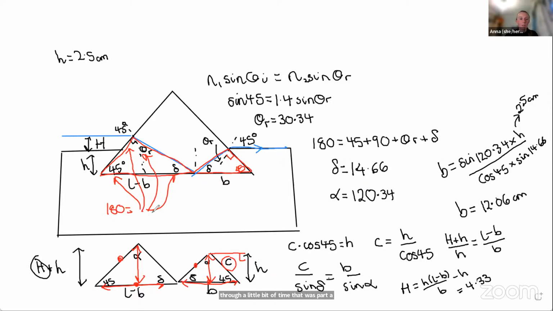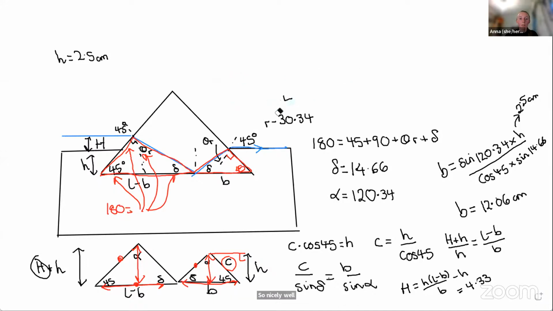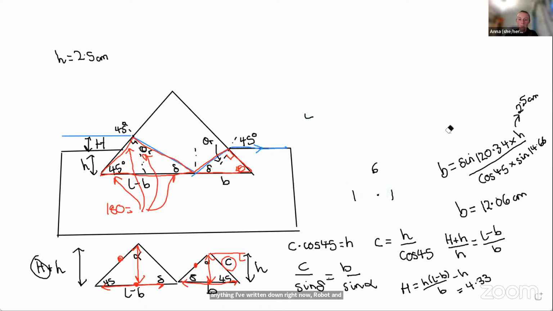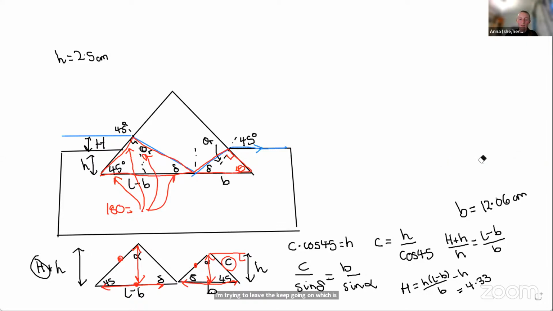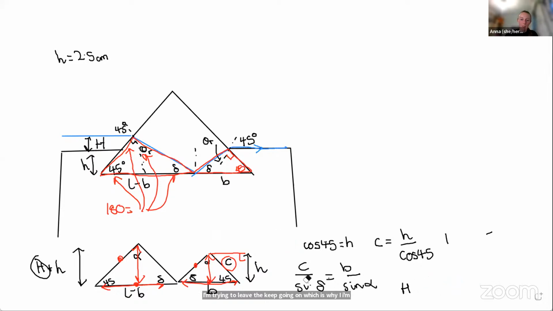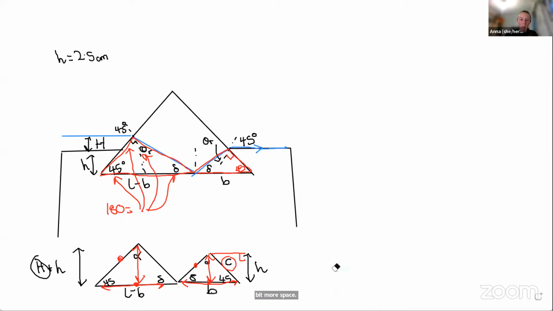I'll now have to erase quite a lot of this to move on to part B. There's a recording as well, if there's anything I've written down that I now rub out and you're panicking because it was helpful. I'm trying to leave the key drawings on, which is why I'm erasing everything painstakingly by hand to make a bit more space. Oh, I've removed the bottom of the tank. We'll just pretend it's still there.